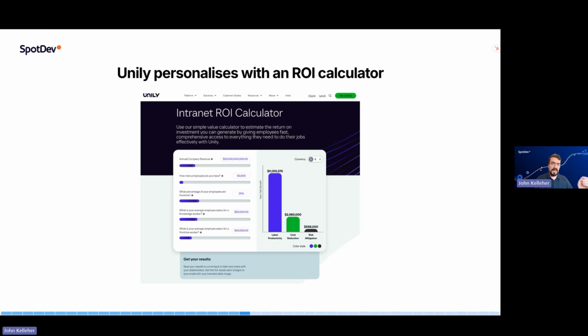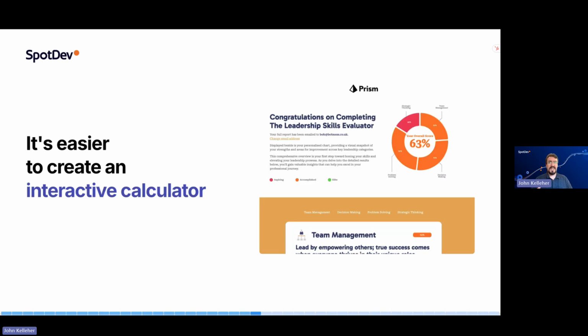a tool that has no affiliation with Spot Dev whatsoever, and in fact we don't use this tool, but I've seen it used very, very effectively. It's never been easier to create an interactive calculator. There's a platform popularized by Daniel Priestley called Score App, which allows you to very quickly spin up a calculator using a set of yes/no questions or Likert scale questions, whatever it might be. And you can even use AI to get that created very, very quickly indeed. So really, really powerful tool, actually.